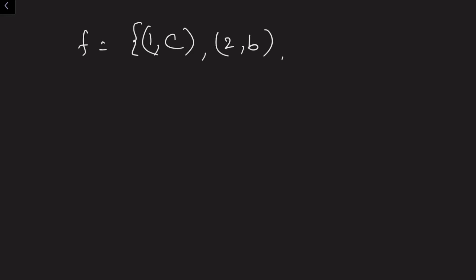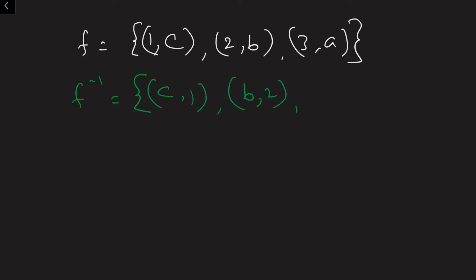Next, for the same function f equal to 1 comma c, 2 comma b, 3 comma a, he wrote the inverse function. Inverse function is nothing but just interchanging the elements in the ordered pair. Here 1 comma c is there, so write it as c comma 1. 2 comma b is there, write it as b comma 2. 3 comma a is there, write it as a comma 3.